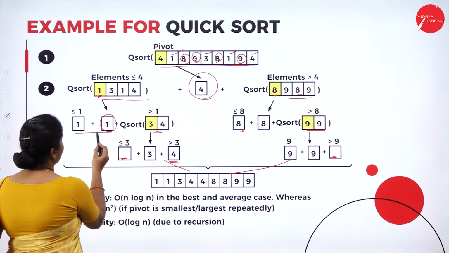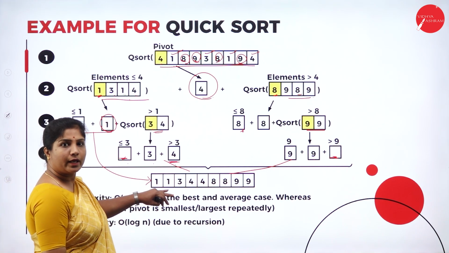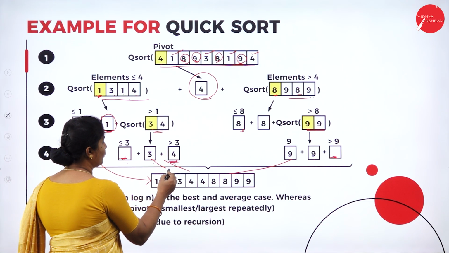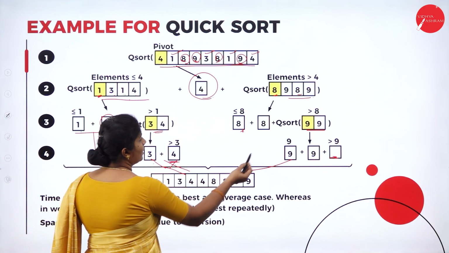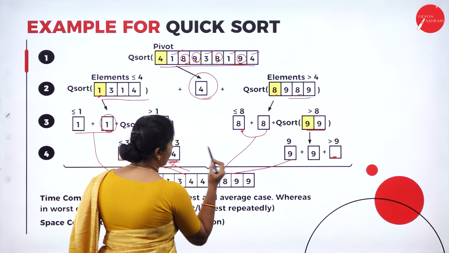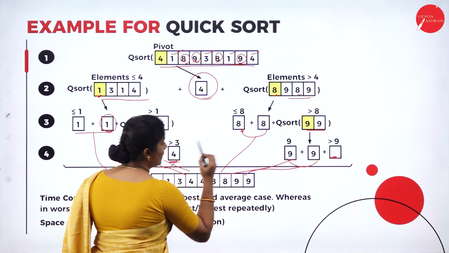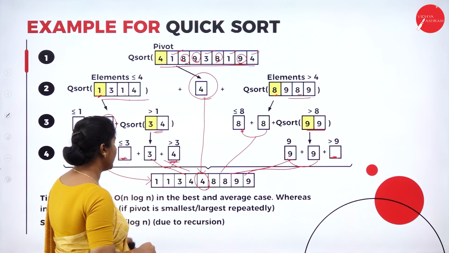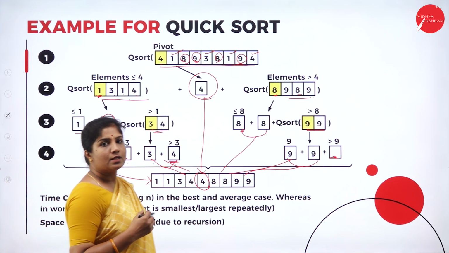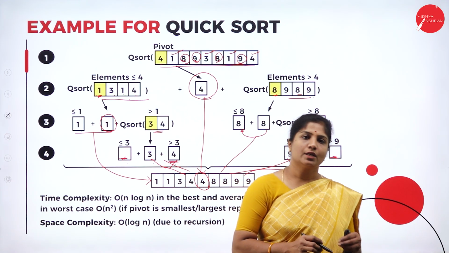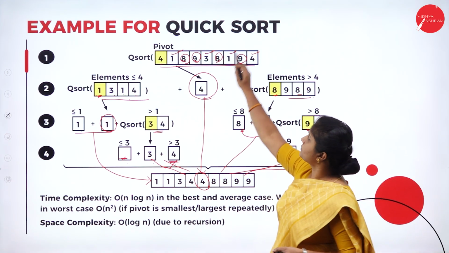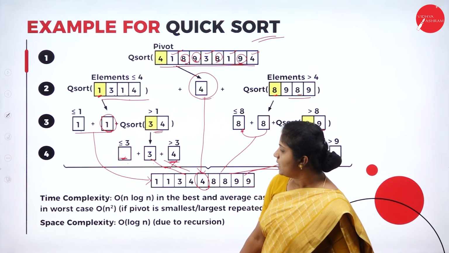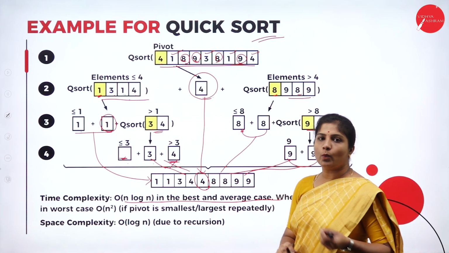See here, 1 and 1. These are placed in the 0th index and first index. Next comes 3 and 4. See, these are placed here. Now from this side 8 and 8, these are placed here, and 9 and 9, these are placed here. At last the pivot element is placed in its correct position. So this is how we can sort the given array using the quicksort method, which uses the divide and conquer technique. After solving this, we need to go with the analysis, right?